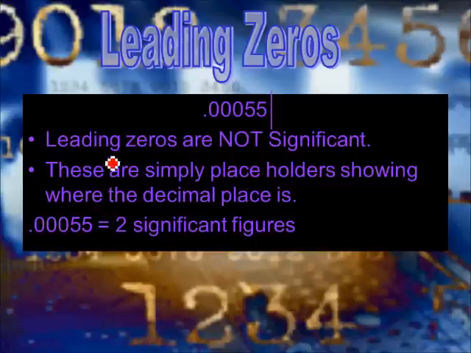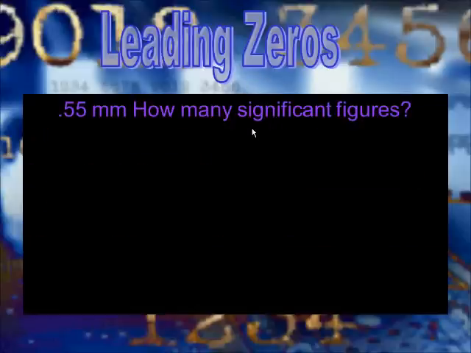Leading zeros. Okay, leading zeros are not significant. They are simply placeholders showing where the decimal point is, and they don't exist yet. There's no number there. We know that there's nothing there. The number just hasn't started yet. This has 2 significant digits. That's it. For example here, now 0.55 millimeters.